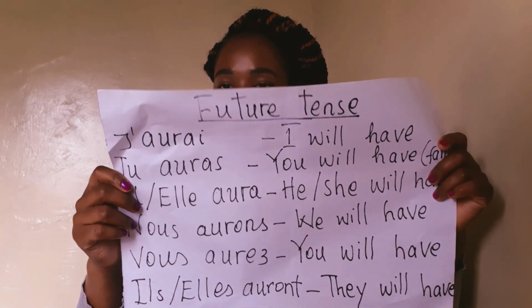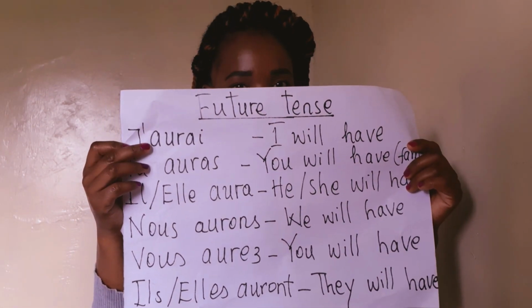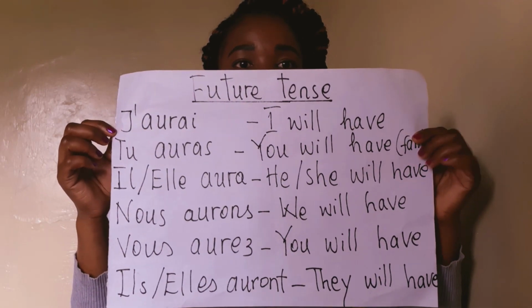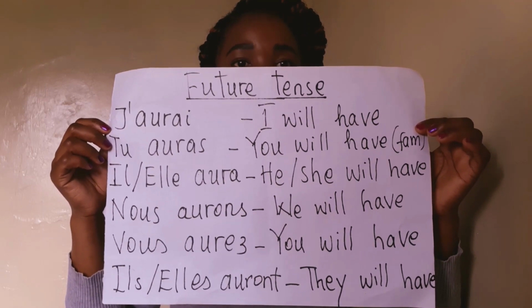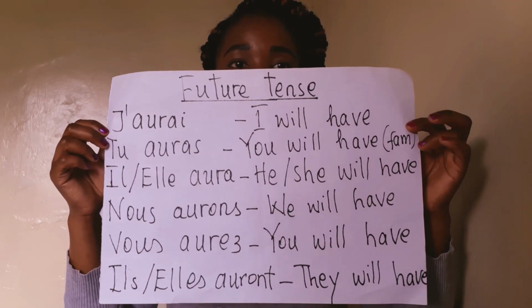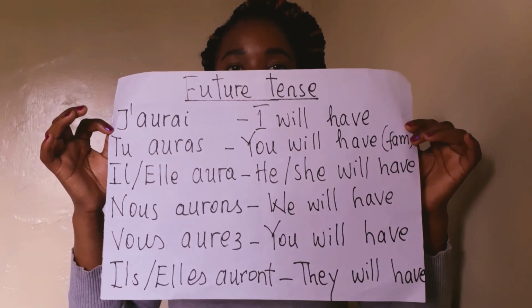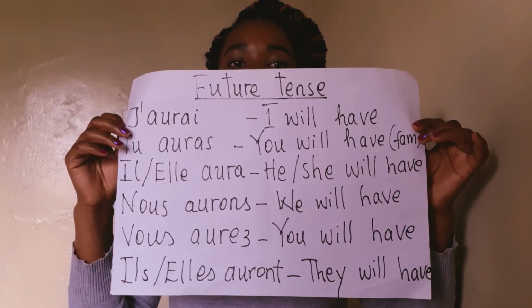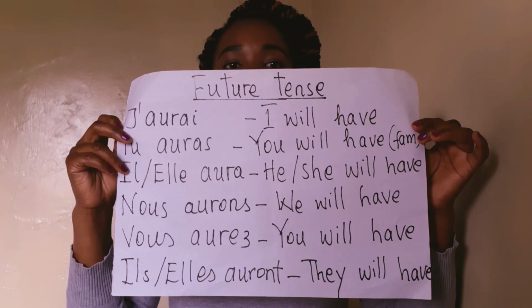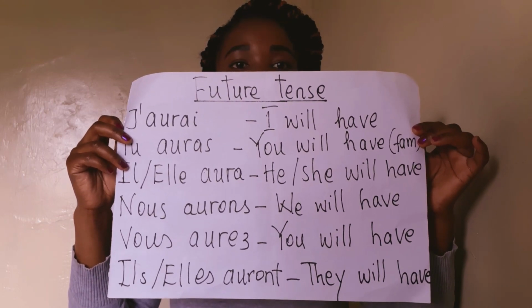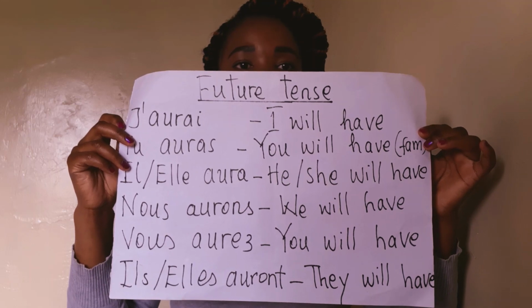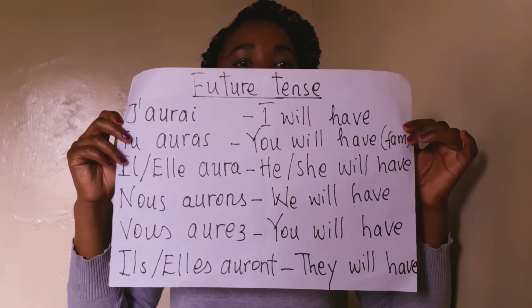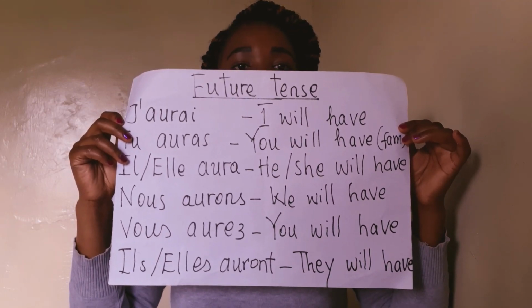All right. For future tense, we are going to say j'aurai to mean I will have. So you see how it is. J'aurai to mean I will have. We have tu auras to mean you will have in the familiar setting singular. Now we have il or elle aura to mean he or she will have. We have nous aurons means we will have. Vous aurez means you will have. Elles or ils auront means they will have. Okay.